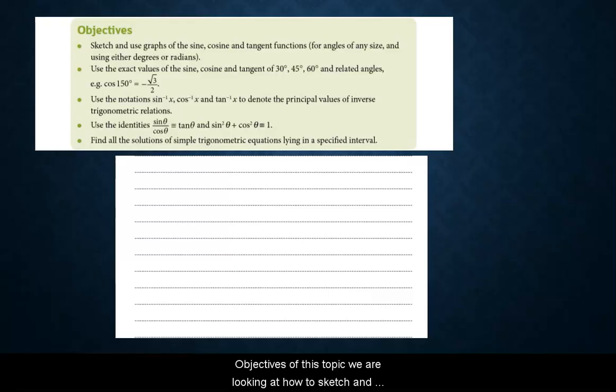Objectives of this topic. We are looking at how to sketch and use the graph of the sine, the graph of the cosine and tangent functions for angles of any size, using either degrees or radians. And that is why we first of all deal with how to convert degrees to radians and radians to degrees. And we did that in chapter 4.